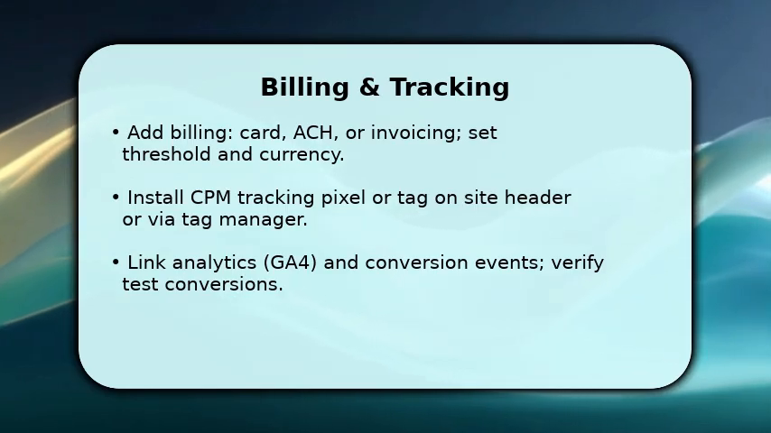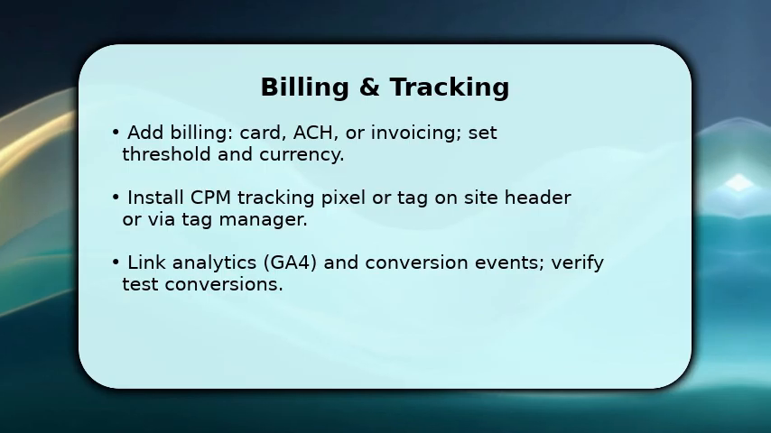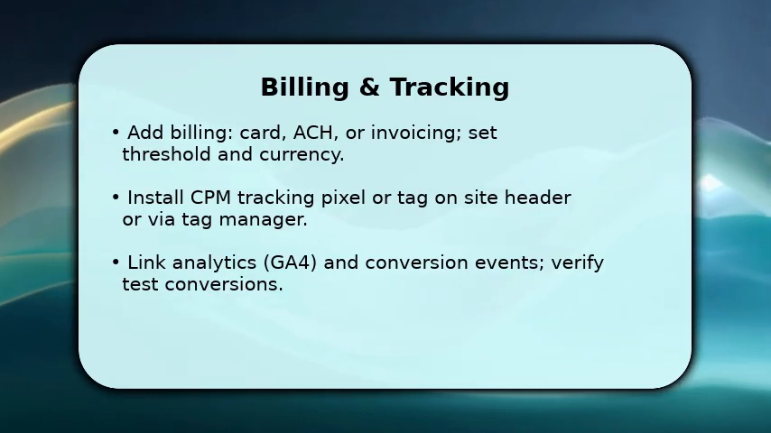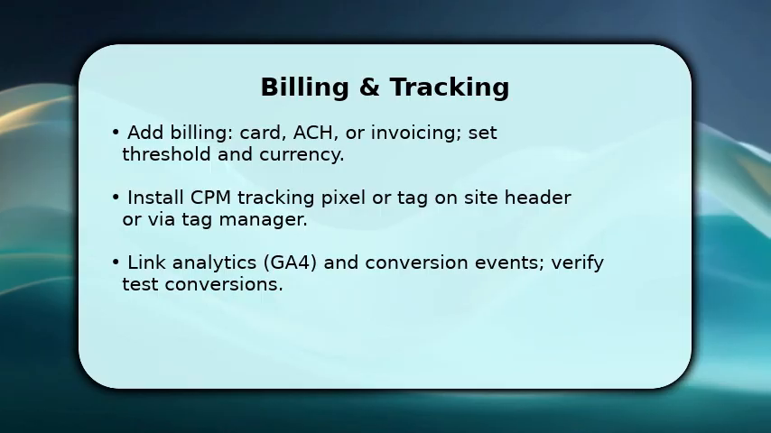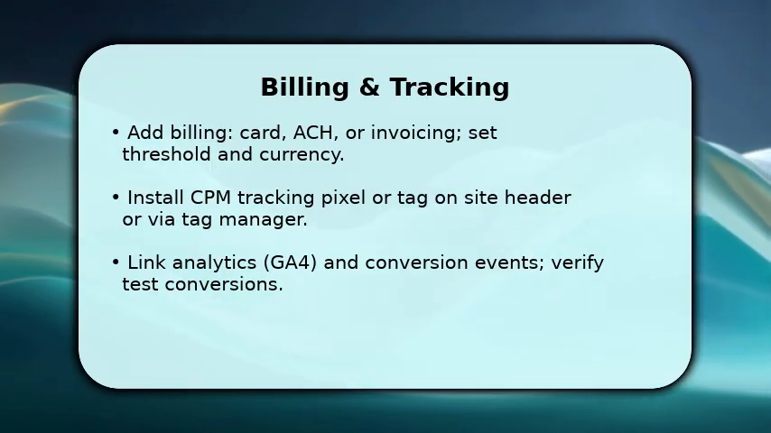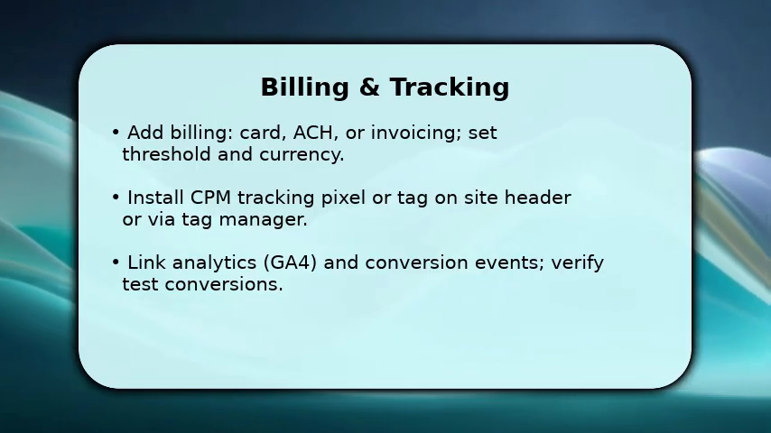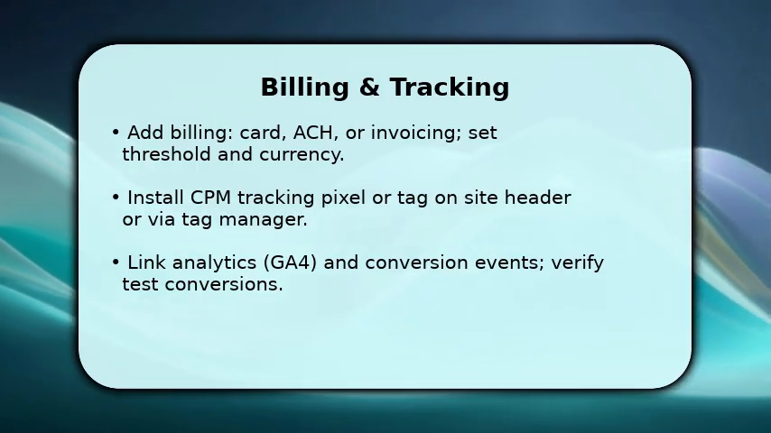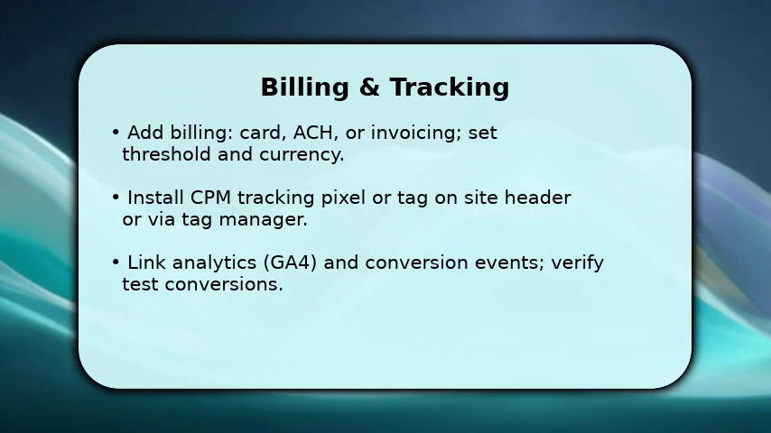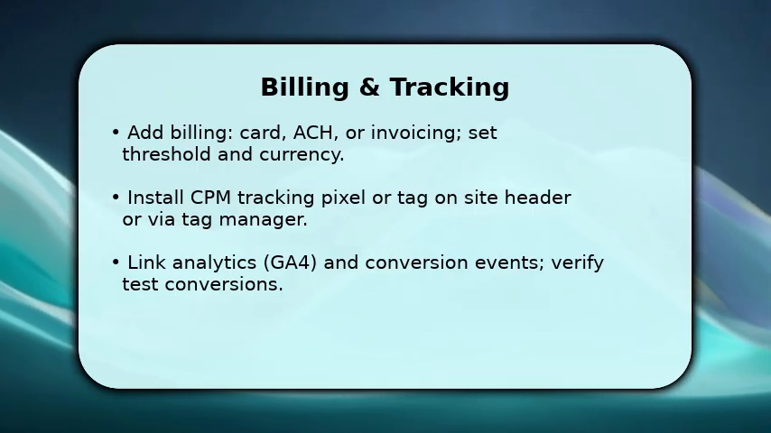Add your payment method and set a billing threshold or prepay balance so campaigns can run immediately. Then install the CPM tracking pixel or tag into your site header or tag manager. This enables accurate bidding and conversion attribution. Once installed, link your analytics account and define conversion events so data flows back.